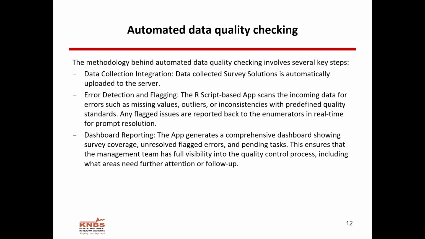We also have a dashboard for reporting. So the app generates a comprehensive dashboard showing survey coverage, resolved flagged errors and pending tasks. This ensures that the management team has full visibility into quality control processes, including what areas need further attention or follow-up. This is to make sure that, for example, if an enumerator has not been able to address the flagged errors, then you can get in touch with them and remind them to handle it.